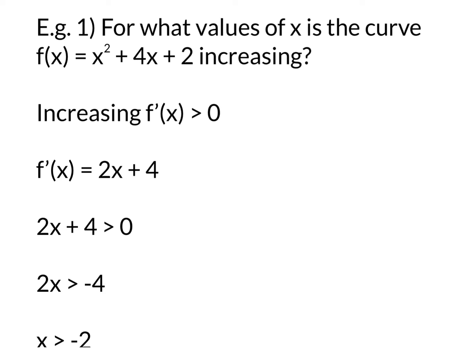So we make 2x plus 4 greater than 0, minus the 4 and then divide by 2, so x is greater than minus 2. So if we were to sketch this curve, all the values on the curve where x is greater than minus 2, we would have little pluses next to, because they would be increasing.